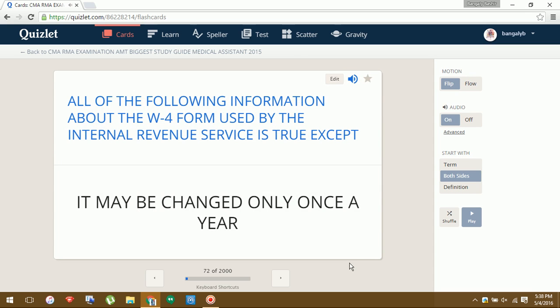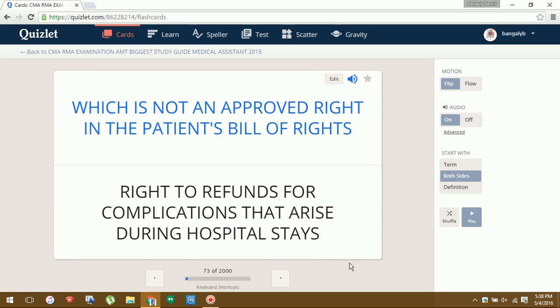All of the following information about the W-4 form used by the Internal Revenue Service is true except it may be changed only once a year. Which is not an approved right in the patient's Bill of Rights? Right to refunds for complications that arise during hospital stays.